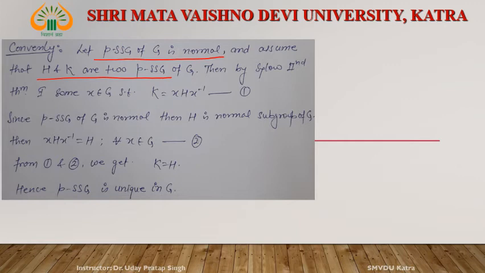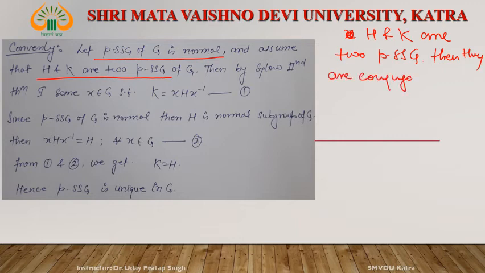Then the Sylow second theorem says that H and K are two p-Sylow subgroups, then they are conjugate. That is, there exists x belonging to G such that xHx inverse is equal to K. Okay, xHx inverse is equal to K.